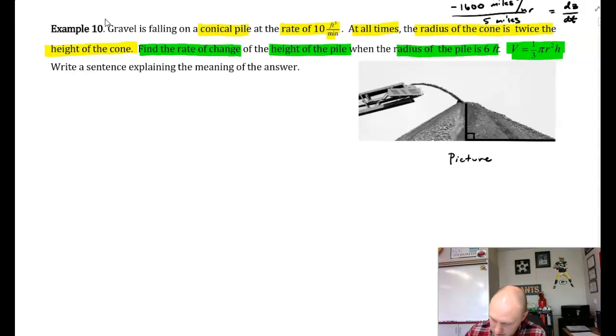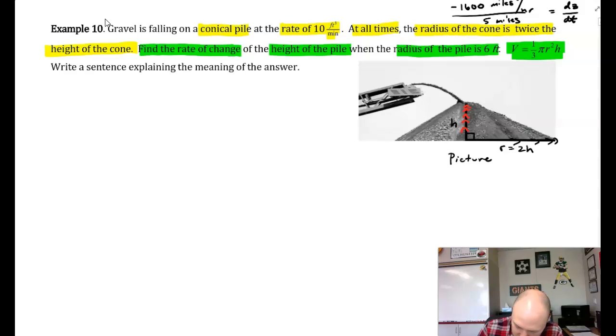So here's my radius, which is 2 times the height. Okay, there it is. And this is getting bigger, right? More and more gravel is being thrown onto this. And so the height's going to increase and the overall volume of this pile is going to increase. So, okay, what did they give us in the problem?